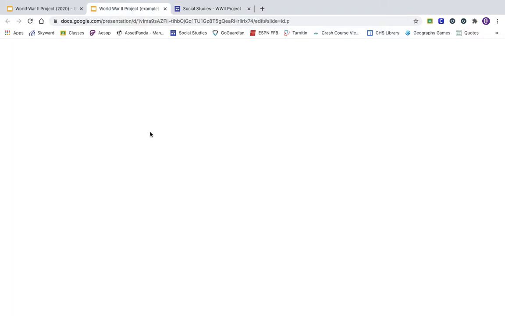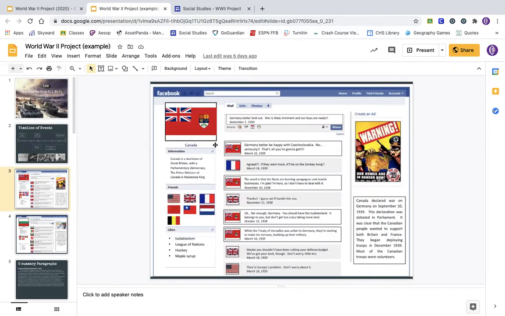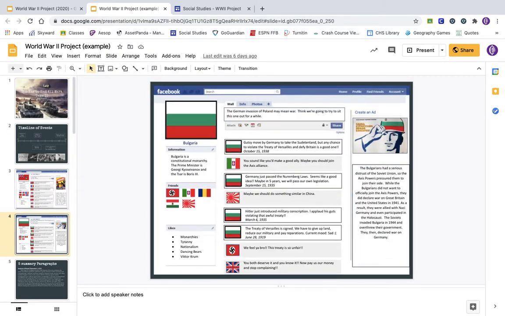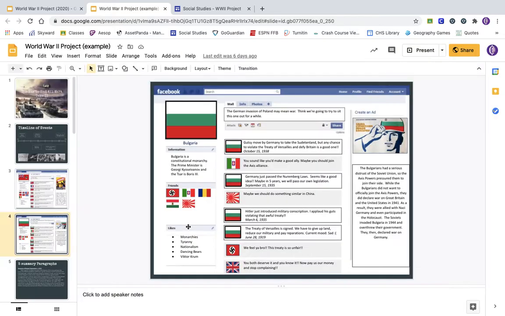So let me go back over here. This is my example, and I have also attached this as well. This right here, I did one for Canada and one for Bulgaria. So what you'll do is you'll pick any 4 of these events, and you're going to make status updates on each of those events.